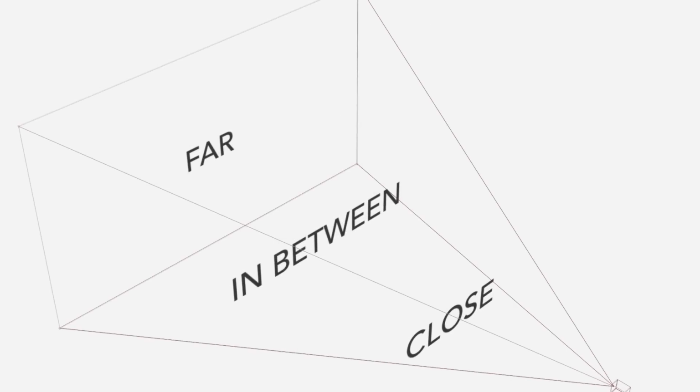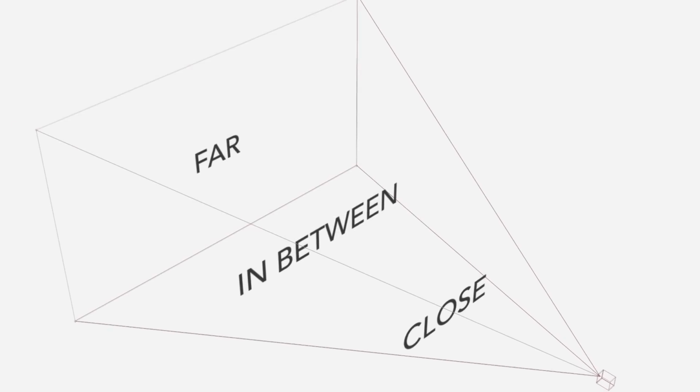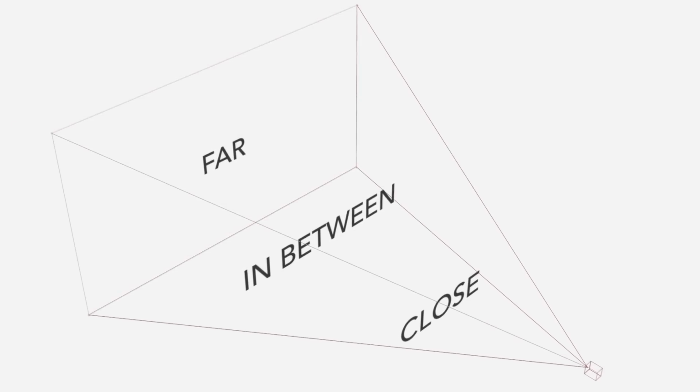Number one, 3D tracking needs parallax. There must be a pronounced distance between the elements in the scene when the camera moves, ideally something clearly close, in between, and far from the viewpoint.